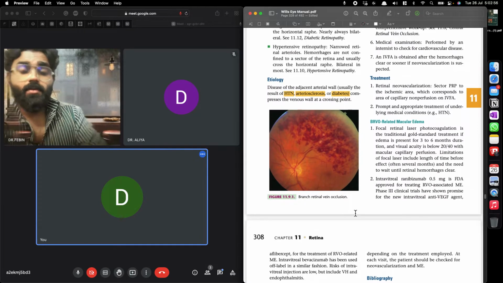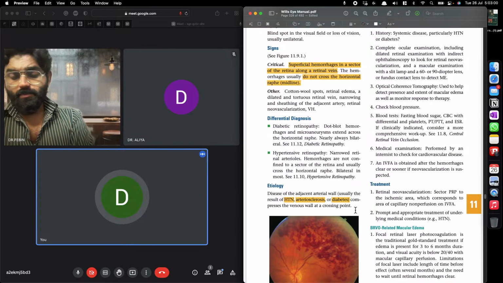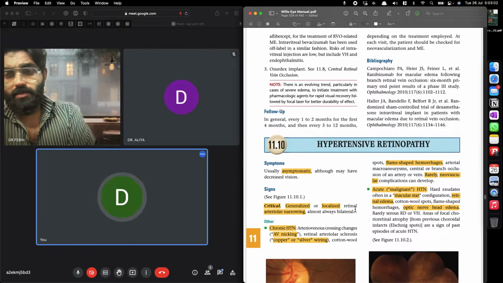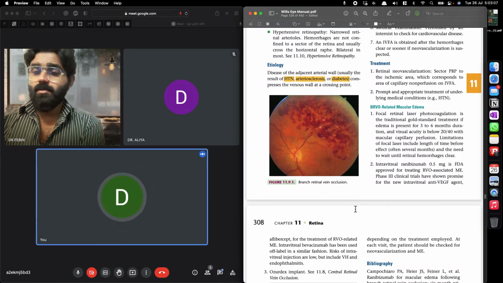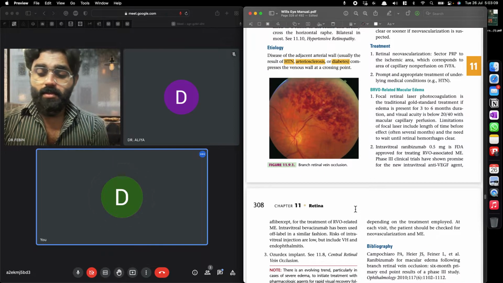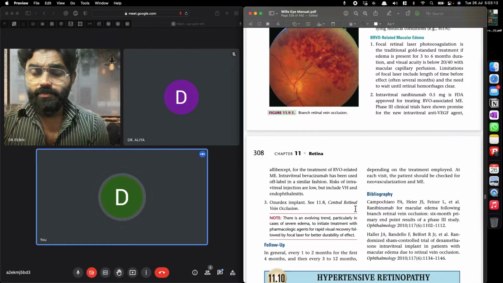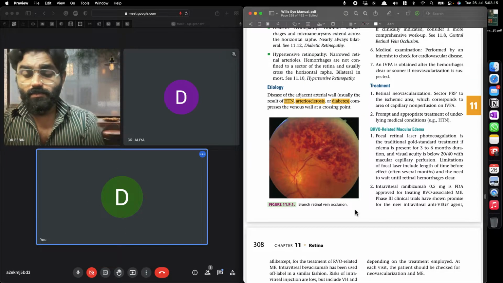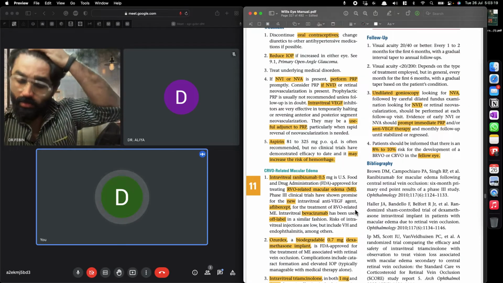I think we have nicely covered CRVO. I don't think there's anything remaining. BRVO also we have, for the most part, covered. Only one thing different in BRVO is you are supposed to do a focal laser before you start macular edema treatment. Before you do ranibizumab, bevacizumab, all those things, you start a focal laser first.